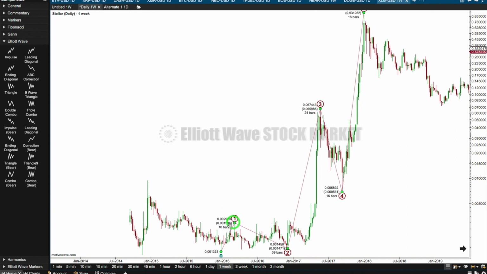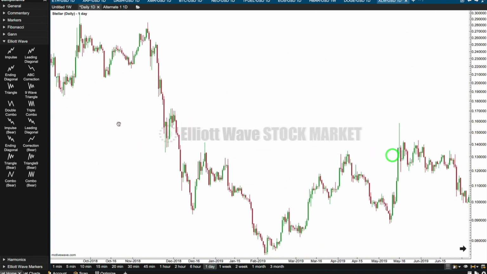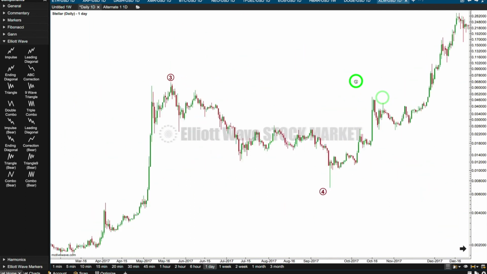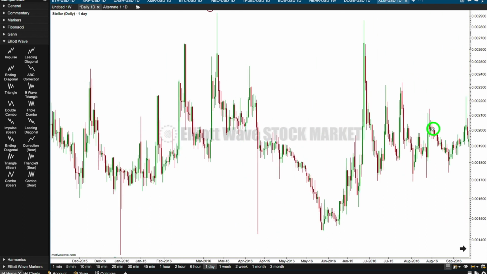Okay, now let's go down to the daily chart level and have a look and see how this fits. Does it fit? Do 3s look like 3s? Do 5s look like 5s? That's the question we're going to have a look at.